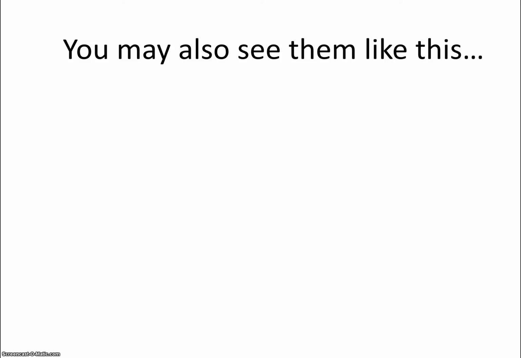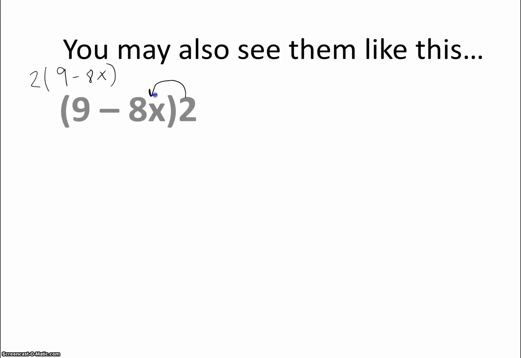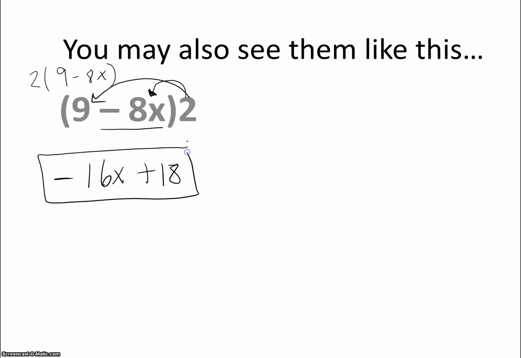You may also see problems like this. You might see the number on the outside, on the right side, instead of the left. So this means the exact same thing. If you'd like to rewrite it, you can. Otherwise, you just distribute from the back end. And since you have to write it in standard form, I always look to the one that has the variable or the highest exponent first. So I do 2 times a negative 8x to get a negative 16x, and then a 2 times a 9 to get a positive 18. So that's simplified, and it's written in standard form.